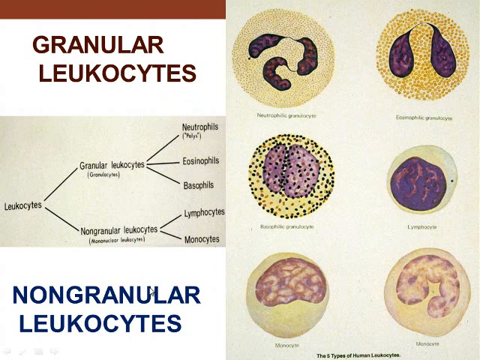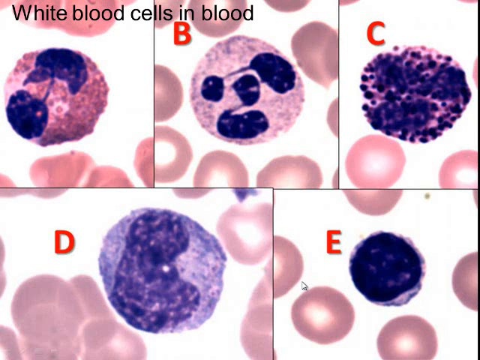The other ones without granules are the lymphocyte, the monocyte, which gives rise to the macrophage, and we can see the kind of horseshoe shape and a lot of cytoplasm and a euchromatic nucleus characteristic of the monocyte.